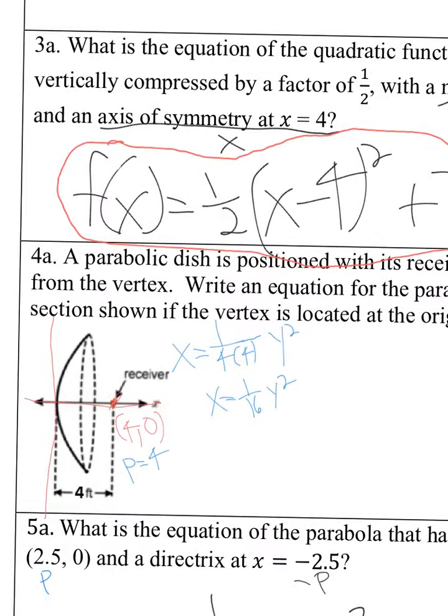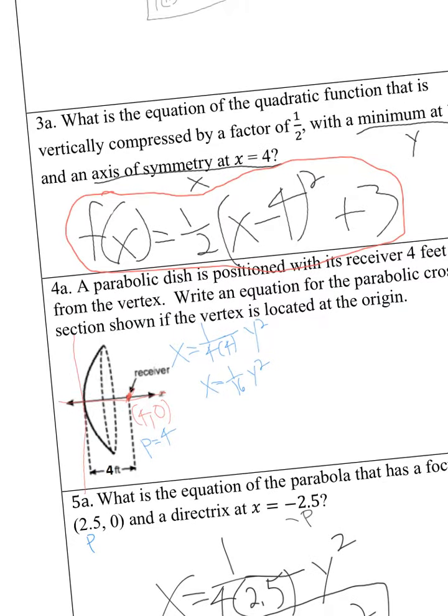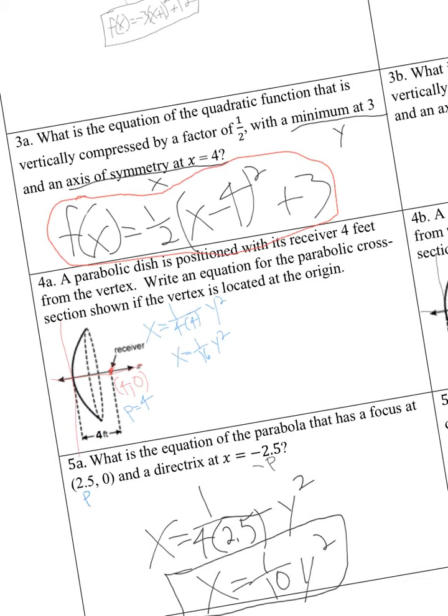Number 4, this one's kind of an interesting problem. You just have to know what a focus and directrix look like. So you have to look at the introductory notes, 3.3 part 1, if you want a more detailed explanation of this. But a parabolic dish is positioned with its receiver 4 feet from the vertex. Write an equation for the parabolic cross-section with the vertex located at the origin.